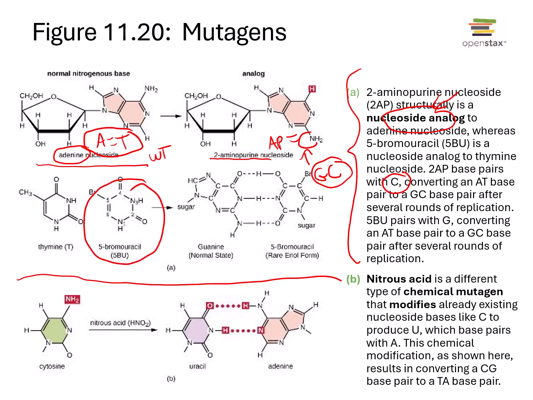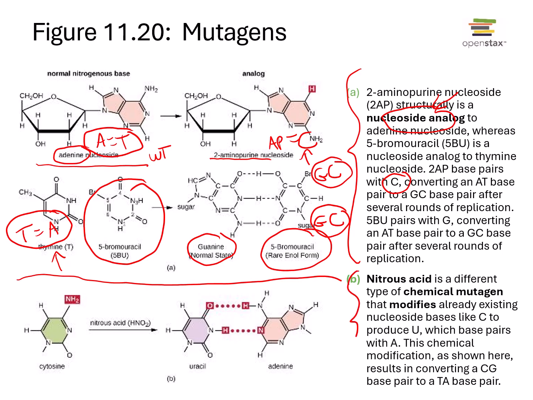5-bromouracil is another nucleoside analog that looks just like thymine. So they look very similar, except T usually pairs with A, right? But 5-bromouracil pairs with guanine. So after a few rounds of replication, this will become a GC pair, whereas the wild type was TA.